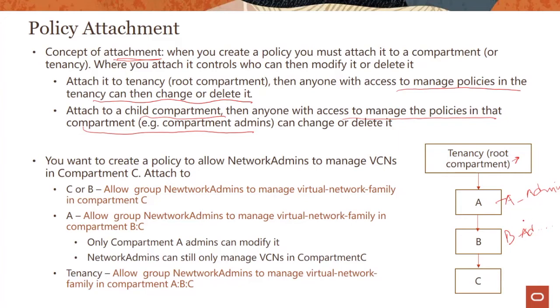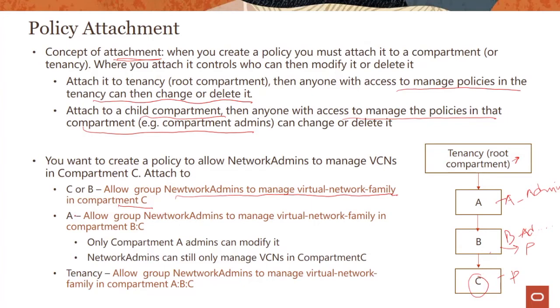Now let's look at an example. Let's say you want to create a policy to allow network admins to manage networks in compartment C. You could attach the policy either here or here, and you could write a policy like this: allow group network admins to manage virtual network family in compartment C. You could definitely write it here. You could also write it in B, and because of inheritance, the policy will apply to VCNs in compartment C.